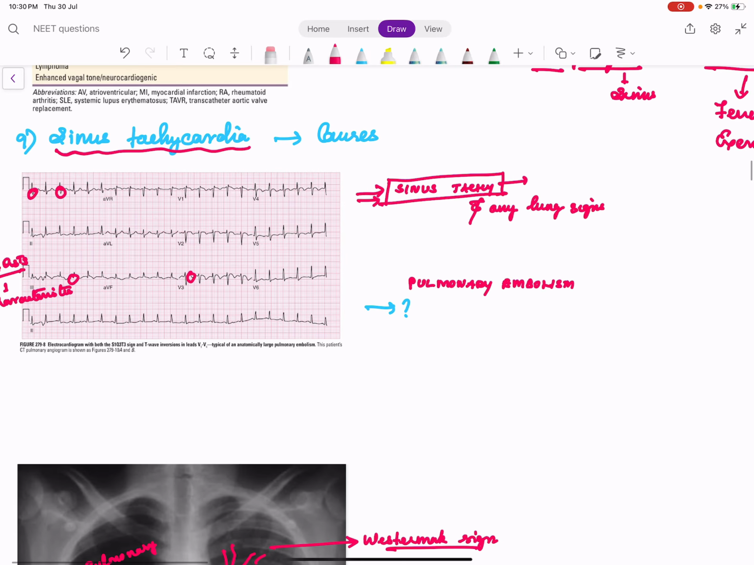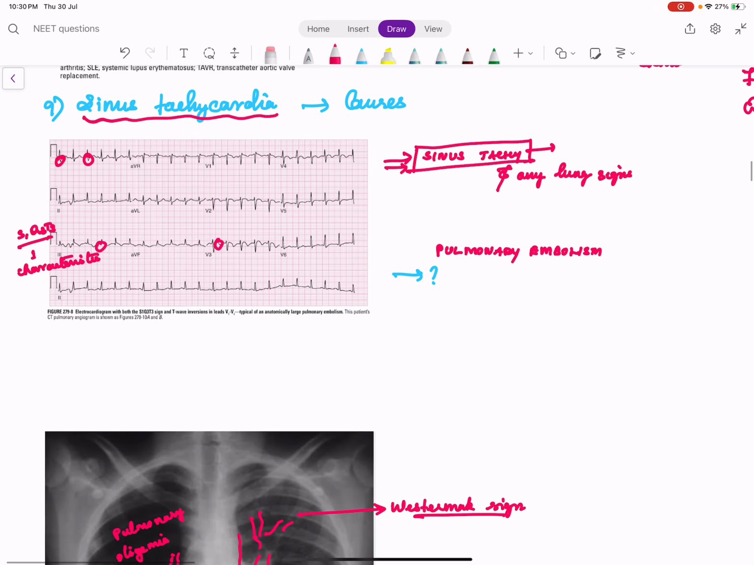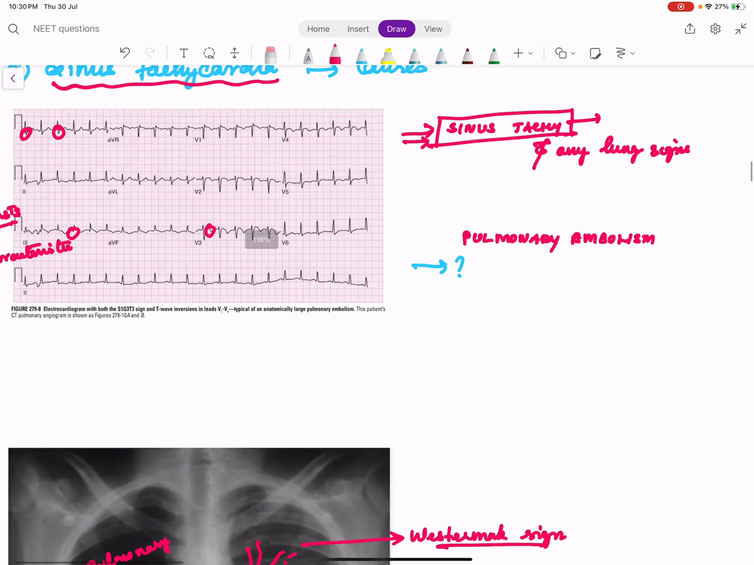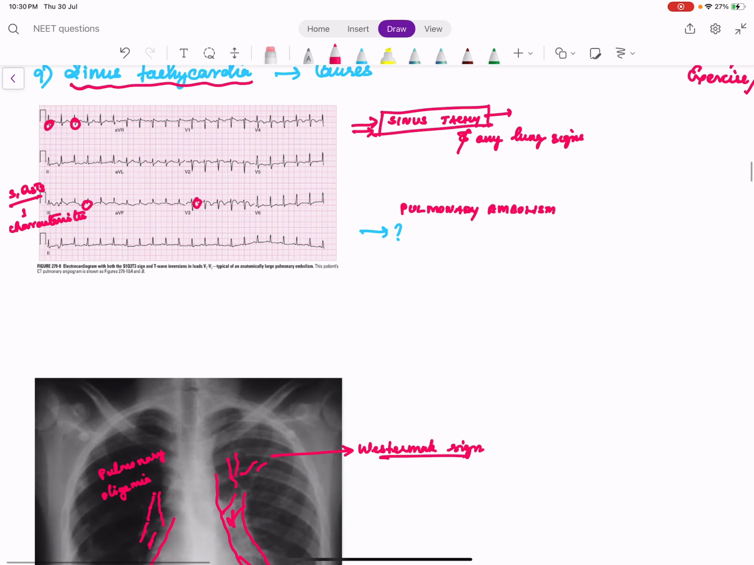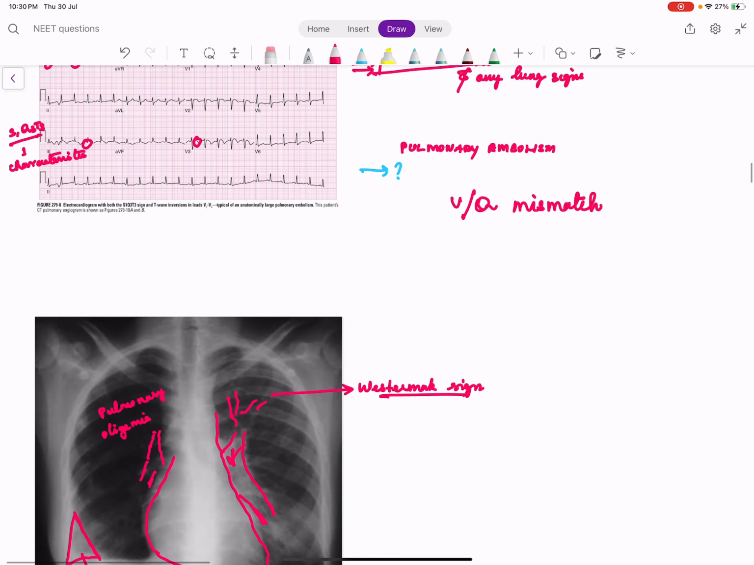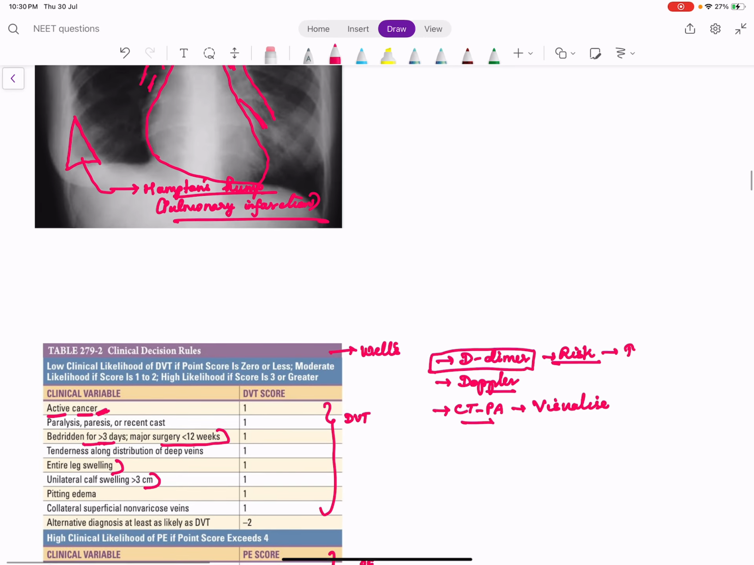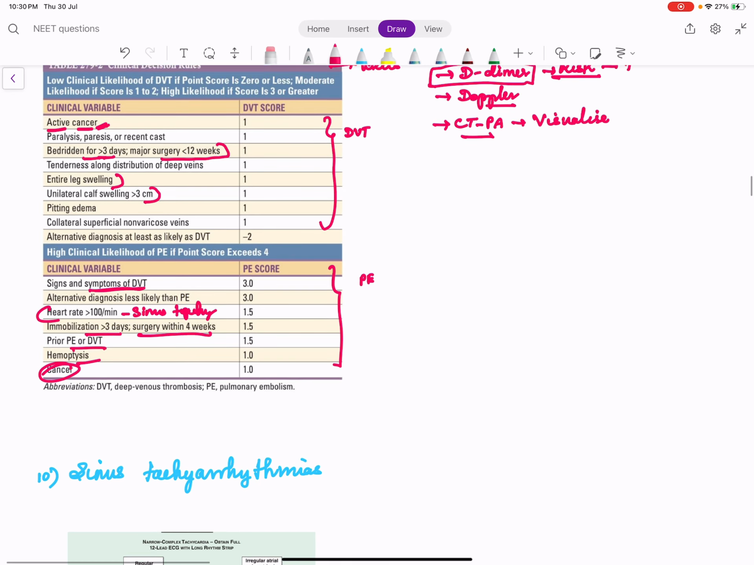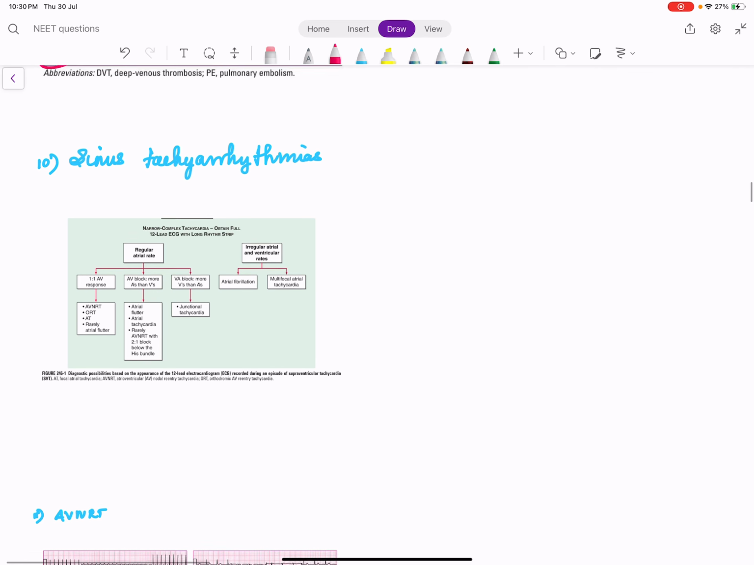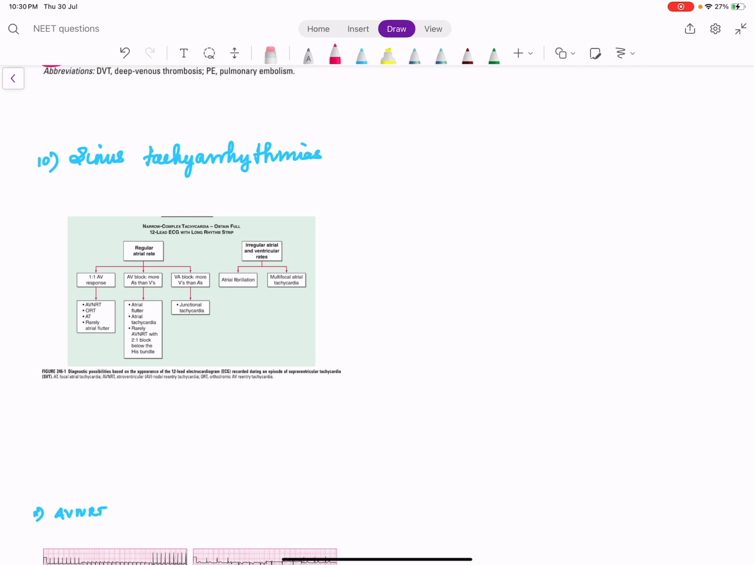So ECG, the common finding is sinus tachy. Typical finding is S1Q3T3. The pathogenesis is ventilation perfusion mismatch. Presentation is breathing difficulty with severe hypoxia, and lung signs are normal. There are no lung signs. So when discussing sinus tachycardia, you just remember pulmonary embolism.